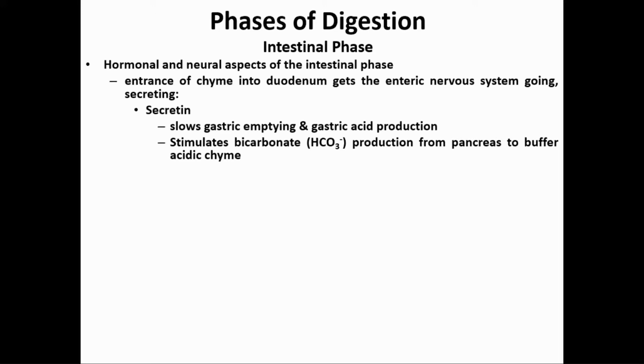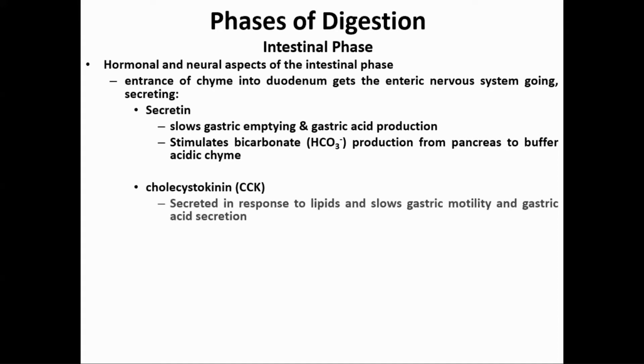Okay, so it is important. Secretin is also the first hormone known. Then there is cholecystokinin. It is secreted in response to lipids, fats, and peptides. When fats and peptides come into the duodenum, the cholecystokinin hormone is released. Cholecystokinin slows the gastric motility and gastric acid secretion.